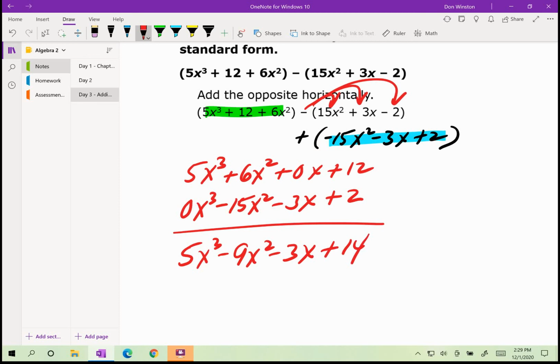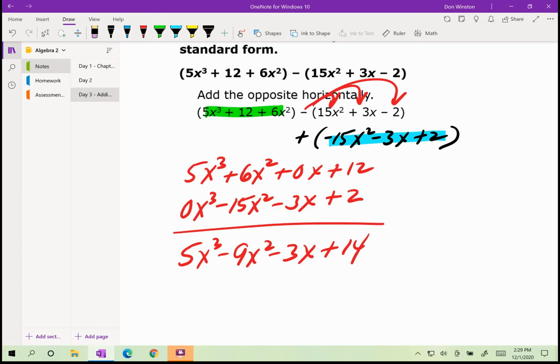Okay, so as you see, adding and subtracting polynomials is pretty easy. But remember, the key here is to combine like terms. You can't add an x cubed and an x squared. You certainly couldn't go 5x cubed plus 6x squared as 11. Okay, 11 what? No, they're not like terms. You have to have the same variable raised to the same exponent.